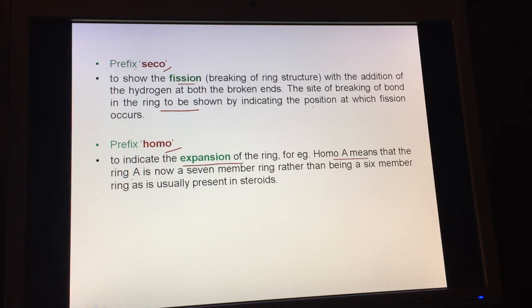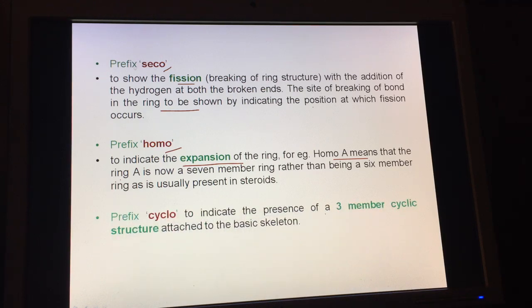HOMO A means that the ring A is now a 7 membered ring rather than being a 6 membered ring as is usually present in the steroids. Now, another term that we use is cyclo. The cyclo is used to indicate the presence of a 3 membered cyclic structure. If it is present, it is shown by the prefix cyclo. 3 cyclo means at the position number 3 we have this 3 membered cyclic structure attached to the basic skeleton.